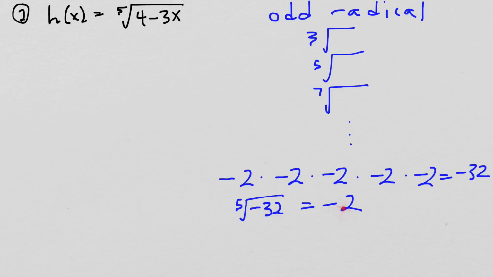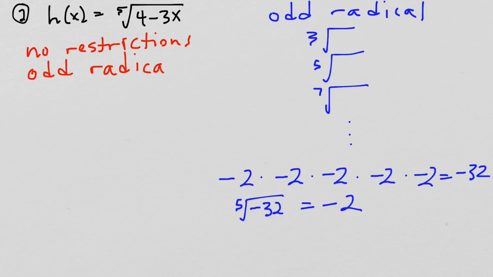It'll also be negative. So there's no restrictions for odd radicals, meaning you can be either 0, positive, or negative. So that means our domain is going to be all real numbers if we have no restrictions. So this is our domain. Let's try another one.